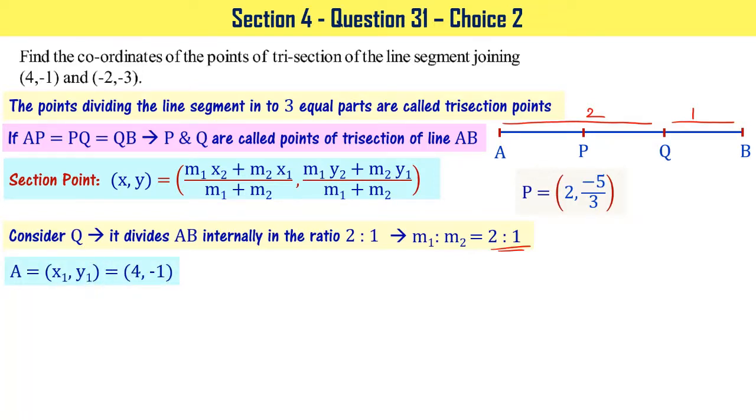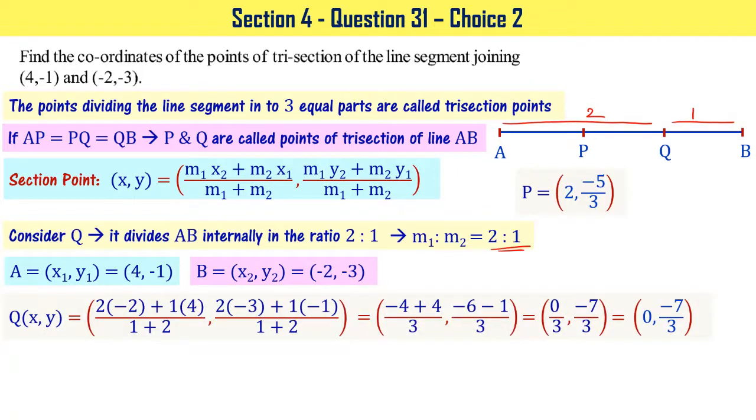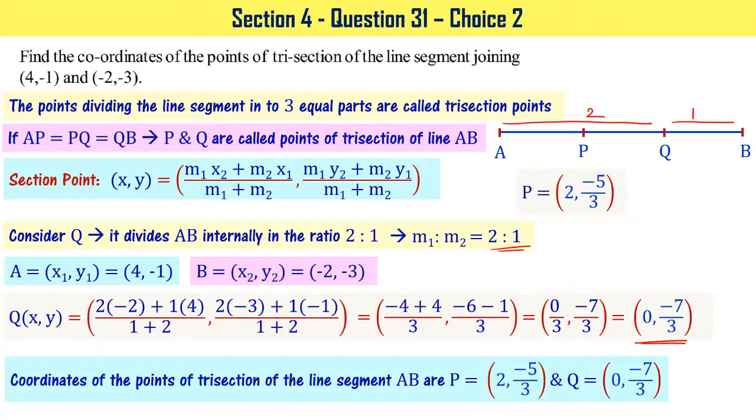A is same, that is 4 comma minus 1, and B is same, that is minus 2 comma minus 3. Let's substitute all these into the section point formula, and when you simplify it, you get Q as 0 comma minus 7 by 3, right? Let's write, to answer the question, the coordinates of the points of trisection of the line segment AB are P, that is equal to 2 comma minus 5 by 3, and Q, that is 0 comma minus 7 by 3. This is what we are asked to find.